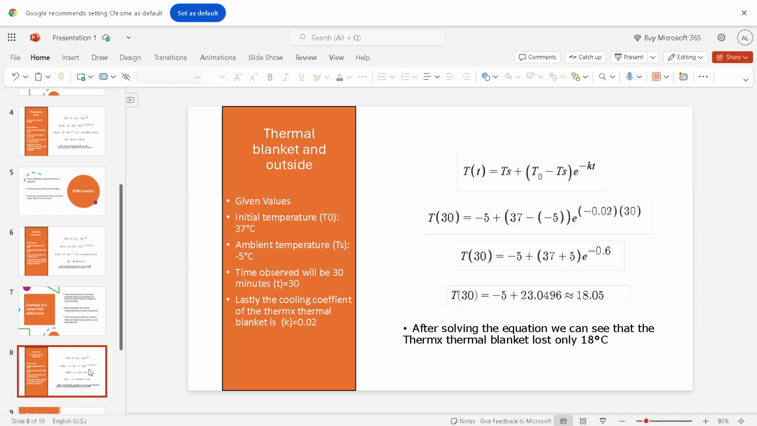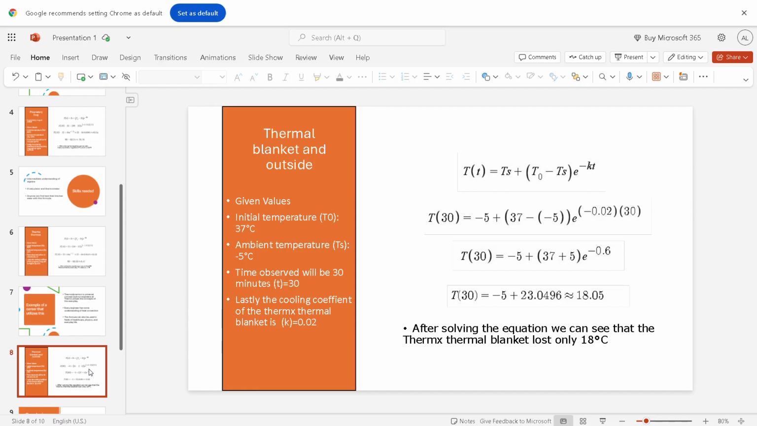Our last example, I want to go over the Thermx thermal blankets. I want to explain how efficient these are. So this Thermx thermal blanket is wrapped around a shelter on a cold winter day for a period of 30 minutes. To show this mathematically, we use Newton's law of cooling again, and we plug in our values. Now this will be a little different values here.